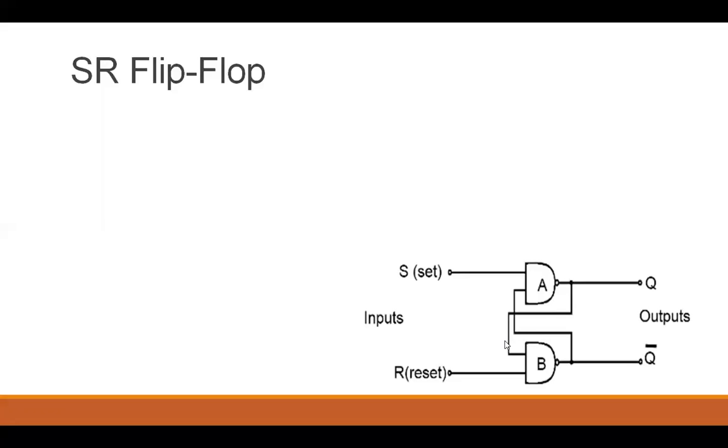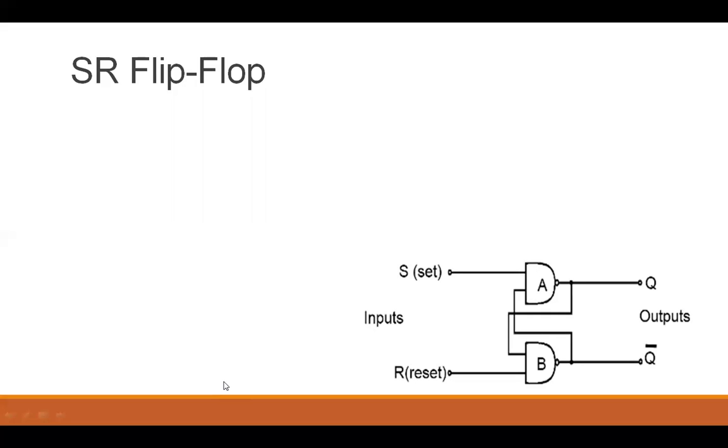Consider this representation. Previously, in the RS flip-flop, you saw that R was facing the Q port and S was facing the Q complement port. Now you can see that S is facing Q and R is facing Q complement. The rest of the diagram is still the same. The output is still being fed into the opposite NAND gate.